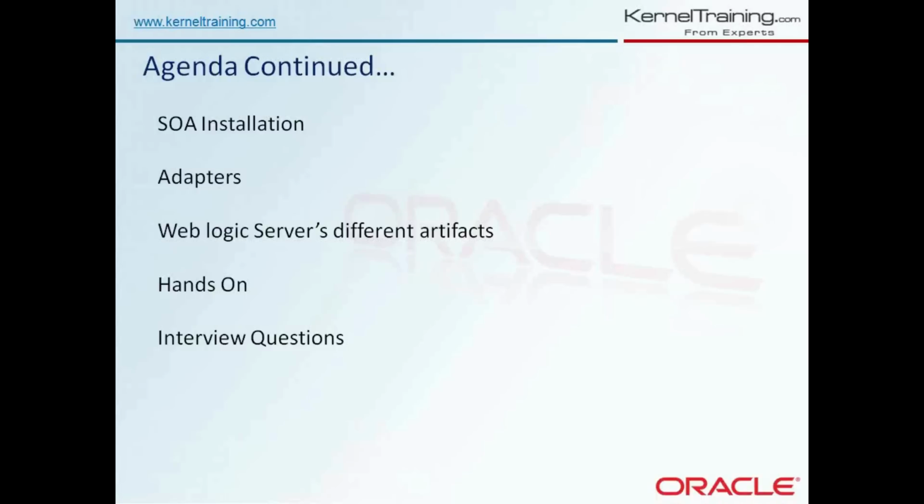Okay, then we will proceed with the WebLogic server different artifacts. As we know, using SOA we will be able to create the services, but where the services will run, we need some server. Oracle is providing WebLogic server where all applications will run. This comes under the administration part, but for development purposes, I will teach you some of the artifacts which are needed for our purpose, so we can define and develop them, and configure them in the server itself. Later on, we will do hands-on.